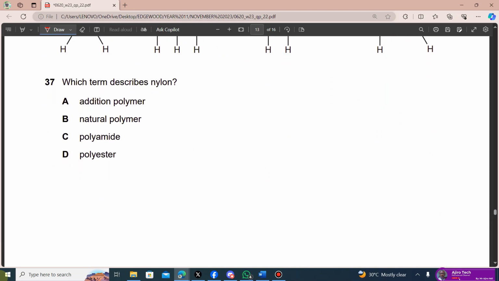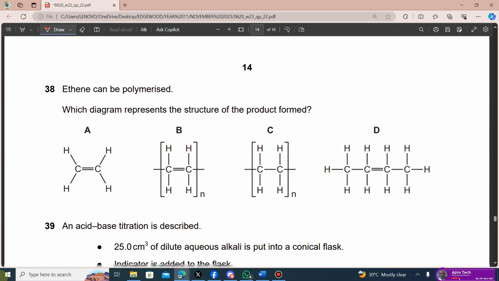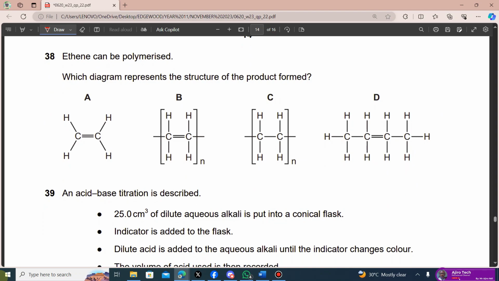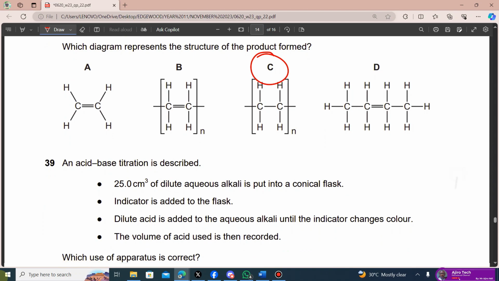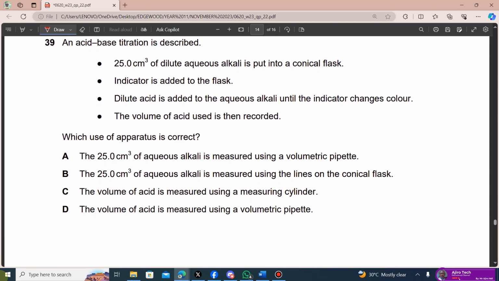Which term describes nylon? Of course, you know that nylons are polyamides. 38, ethene can be polymerized. When it polymerizes, this is what is going to form. This is going to be the polymer. Now, question 39, an acid-base titration is described.